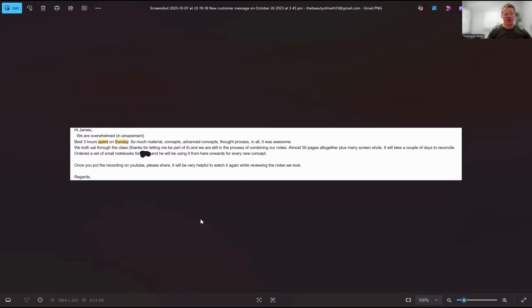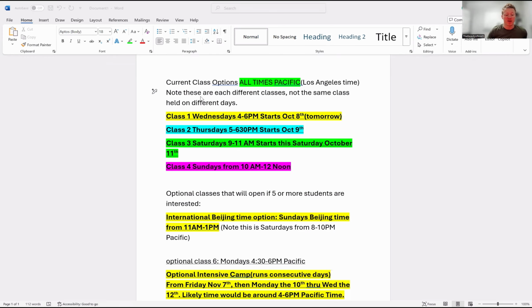And since then, the amount of material I've gone through has actually greatly increased. Let's also show you now what the current schedule is. These are the classes that are currently available for it. Please note, these are not the same class held on different days. Each one is a different, unique class.